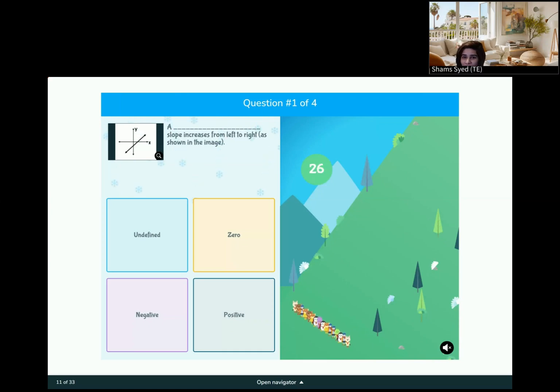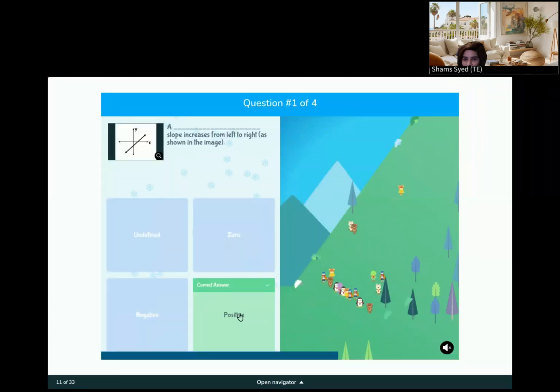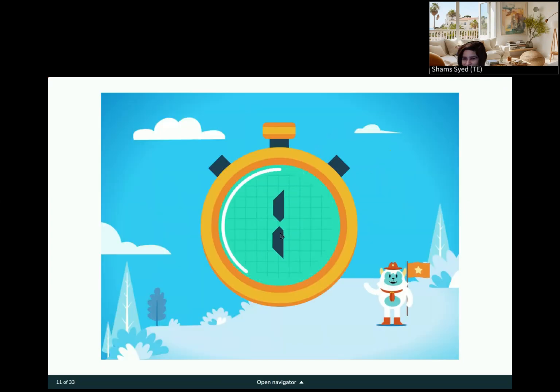Question 1. A slope increases from left to right. Positive, negative, 0, undefined. I want to see what you already know about slopes. What kind of slope will this one have? It is increasing. You always start from the left side, like how I drew a stick person on the ramp on the left side. It goes increasing, goes up. Going up is positive, right? Increasing is positive.